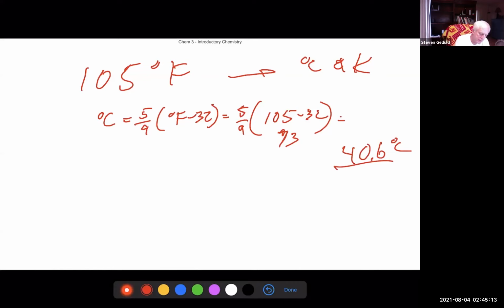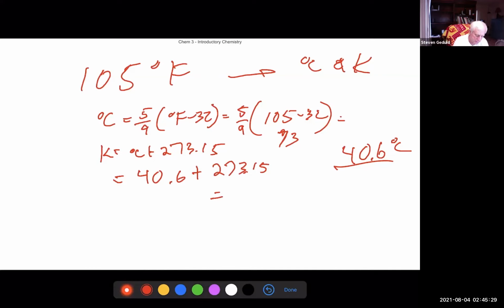Now you want Kelvin. Kelvin equals degrees centigrade plus 273.15. So Kelvin equals 40.6 plus 273.15. And that comes out to 313.75. You're only good to one place past the decimal, so that rounds the number up to 313.8 Kelvin.